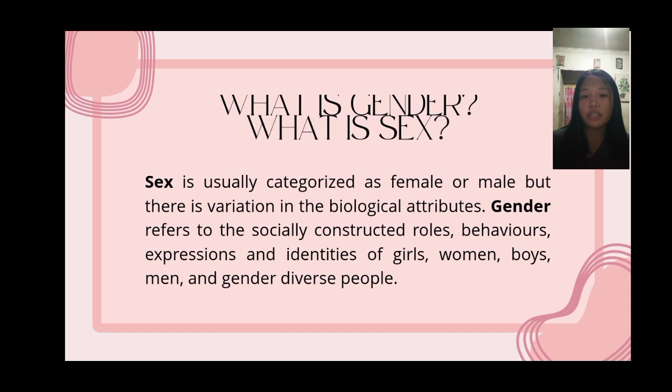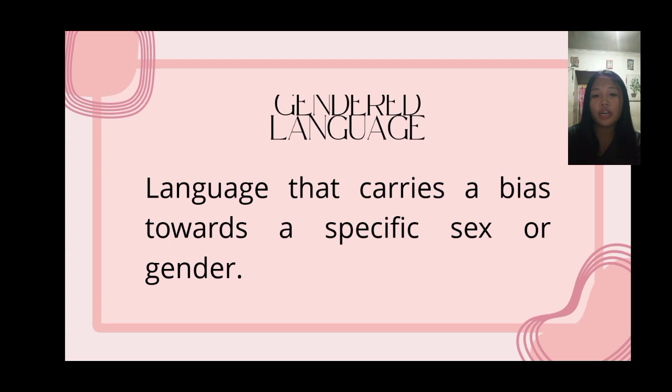So now we're gonna define gender and sex so that we can find their difference. Sex is usually categorized by the biological attributes, which is female or male, while gender refers to socially constructed roles, behaviors, and expression identities of girls, women, boys, men, and gender diverse people. So after that, we define the gender and then language.